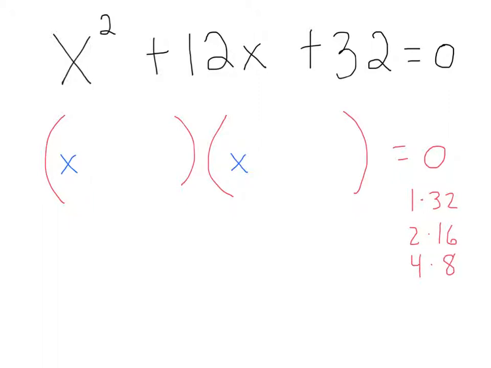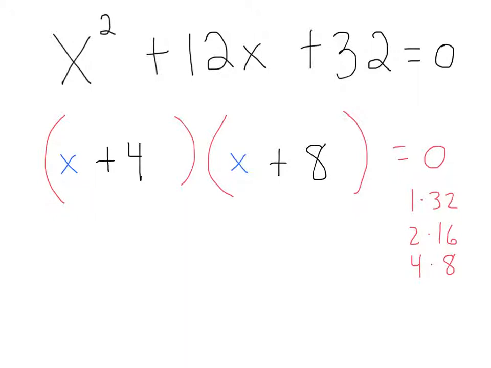Now, let's look at our factors. Can I do 32 minus 1 and get 12? Because remember, our factors have to multiply to be 32 and add to be 12, don't they? But now, if you look, 8 plus 4 will give me 12, won't it? So what should I put in my parentheses? Plus 4 and plus 8, right?